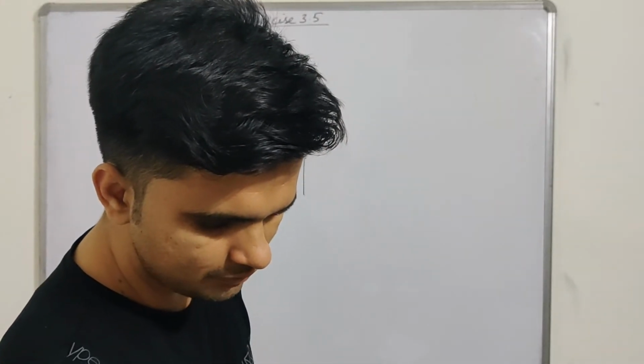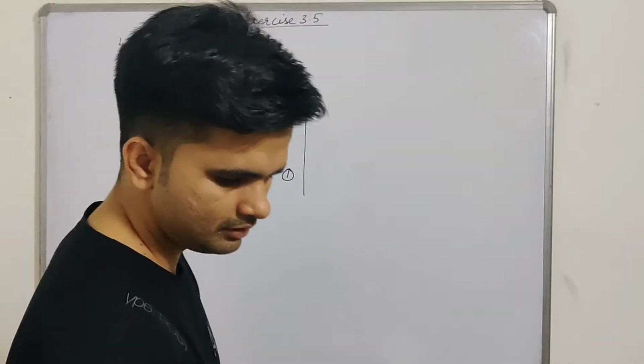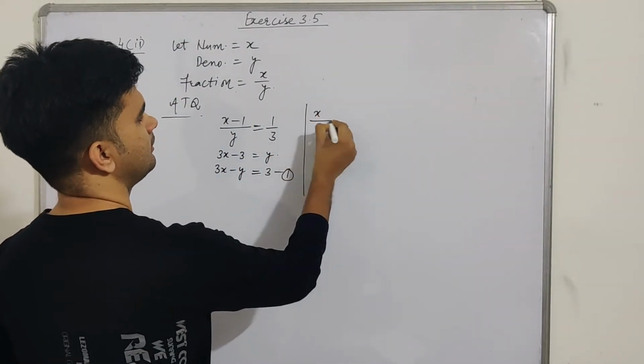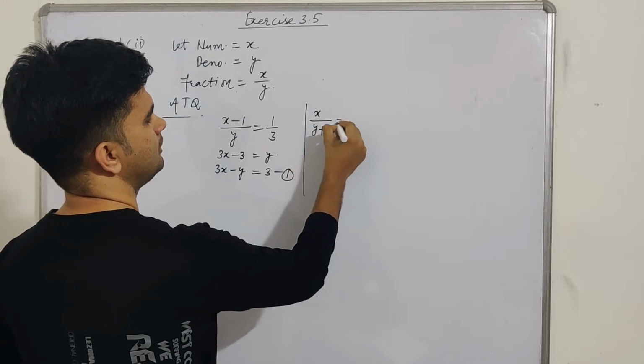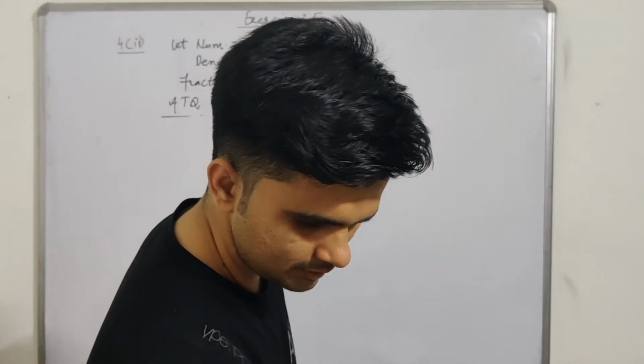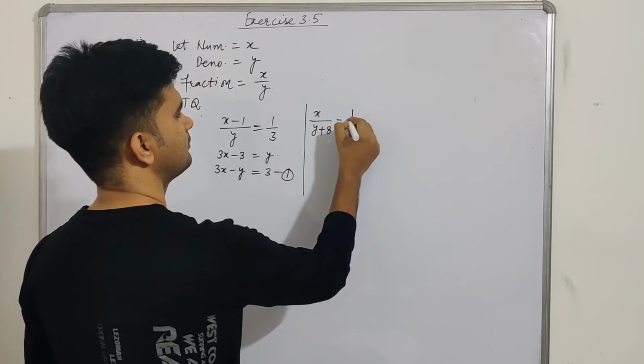it becomes 1 by 4 when 8 is added to the denominator. If 8 is added to the denominator, it becomes 1 by 4.